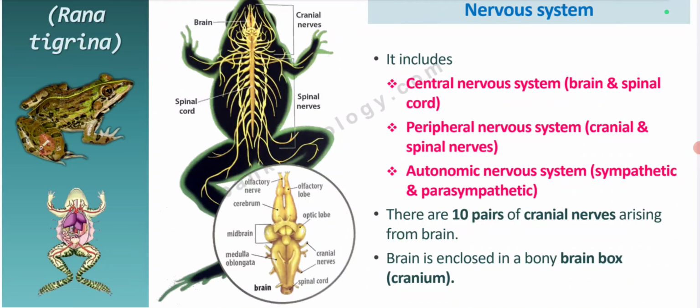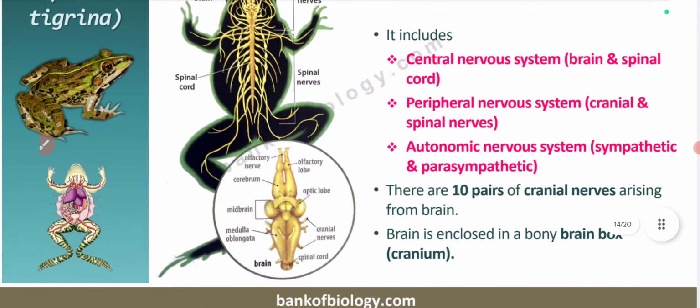There are 10 pairs of cranial nerves arising from the brain, and the brain is enclosed by a bony brain box that is called cranium. Same like human beings. You can see in the diagram, cranial nerve, spinal cord, brain.